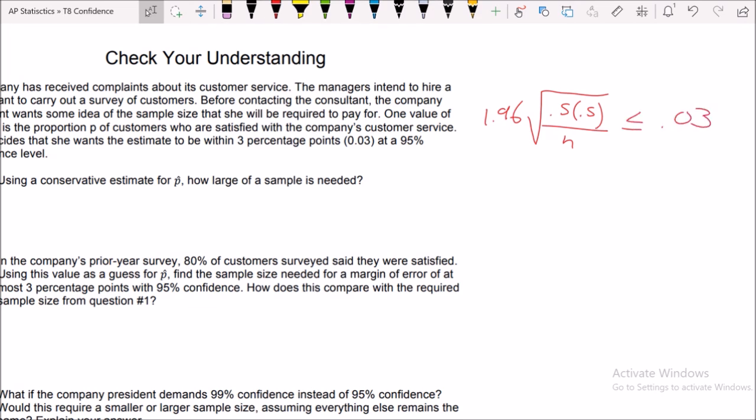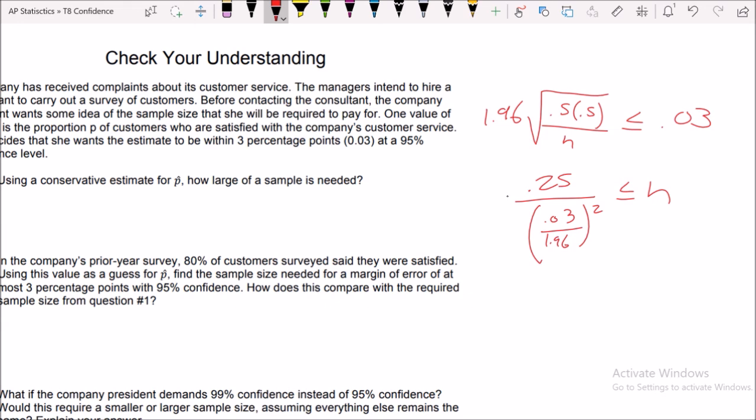Now notice how that's the exact same setup we had in the previous question. That means all the steps are going to be the same. So in fact we can do all those steps in one maneuver right now. 0.25 over (0.03 over 1.96) quantity squared is less than or equal to n.